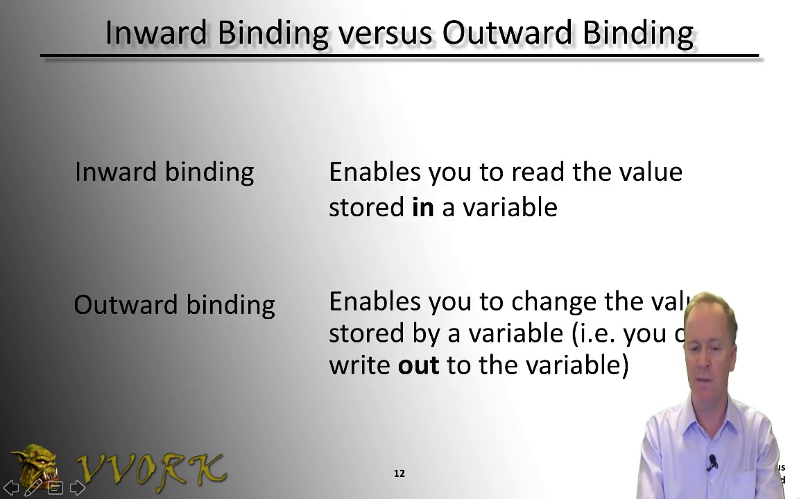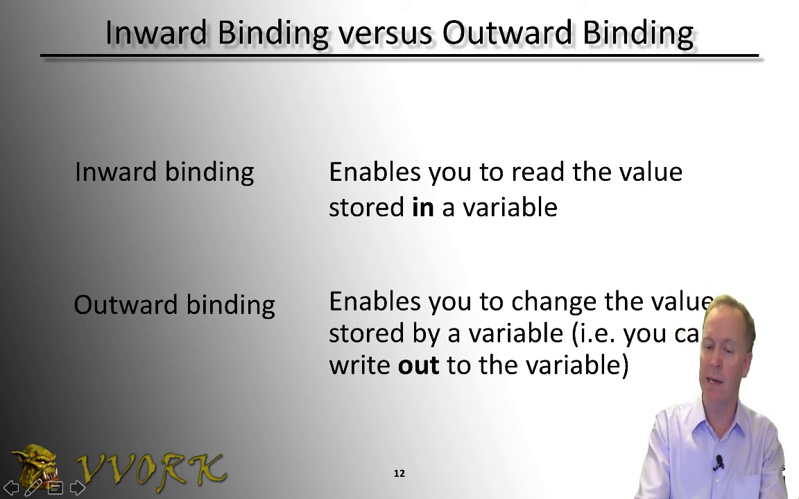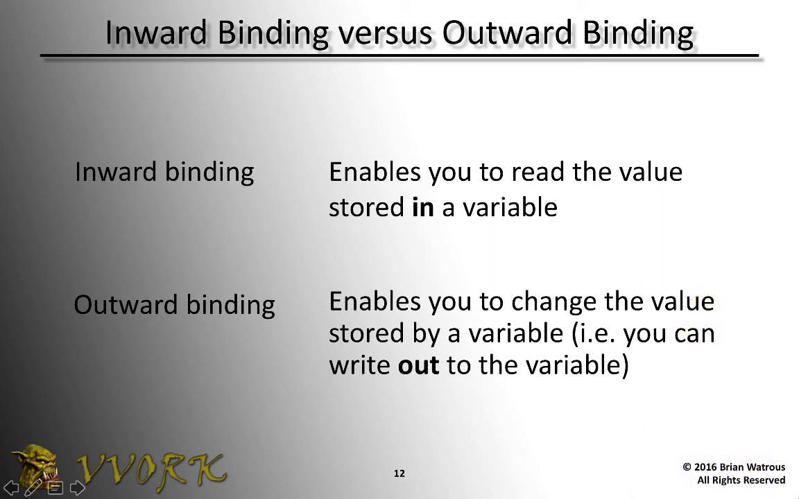But behind the scenes, subsequently when you make use of these variables, the difference between inward and outward binding does have a pretty profound effect. So remember, an inward binding enables you to read the value that's stored in a variable. On the other hand, an outward binding enables you to change the value that's stored by a variable. In other words, you can write out a new value to the output parameter. So, inward binding, you're going to be able to read what's in a variable. Outward binding, you'll be able to change what's in a variable.